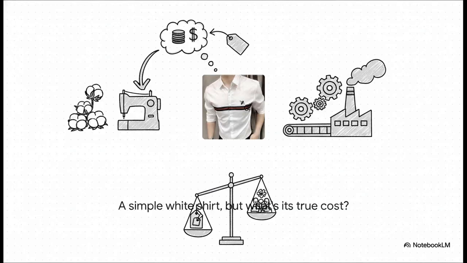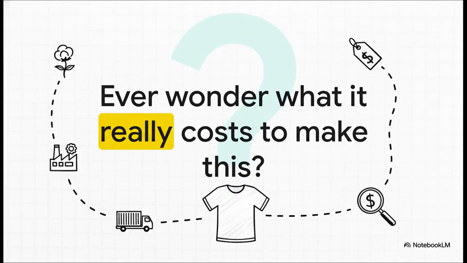So, let's take a look at this shirt. You see them everywhere, right? We buy them, we wear them, we know the price on the tag, but trust me, that is not the whole story. The price is just what we pay. The cost, that's what it takes to bring it into existence. So what is that number? What is the true all-in cost for just one shirt way before it ever lands in a store?